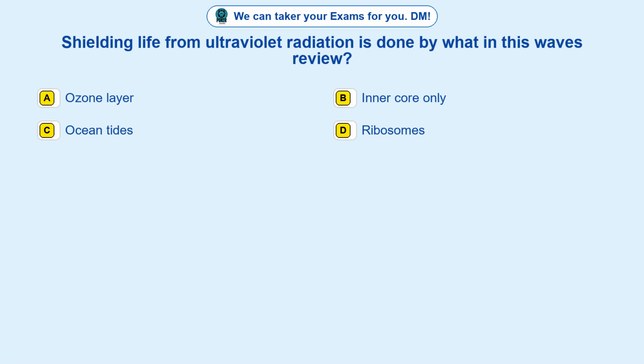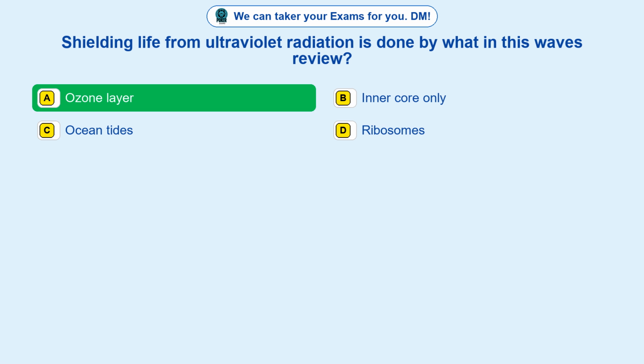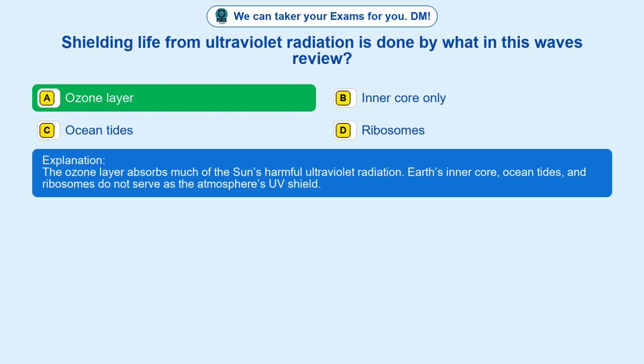Question 97. Shielding life from ultraviolet radiation is done by what in this waves review? Option A, ozone layer. Option B, inner core only. Option C, ocean tides. Option D, ribosomes. The correct answer is option A. Ozone layer. The ozone layer absorbs much of the sun's harmful ultraviolet radiation. Earth's inner core, ocean tides, and ribosomes do not serve as the atmosphere's UV shield.